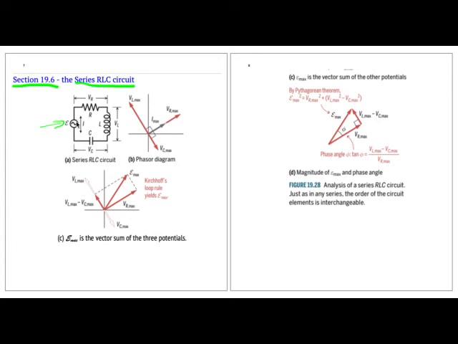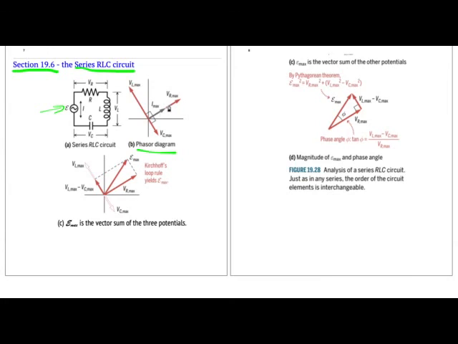Or, another way to say it, the EMF must be the voltage difference across the resistor plus the voltage difference across the inductor plus the voltage difference across the capacitor. Or actually, that's the negative of the EMF. Now, because of the phase differences, we analyze these circuits with phasors.